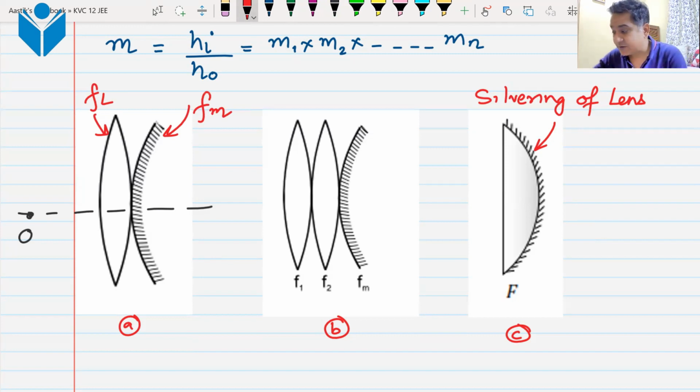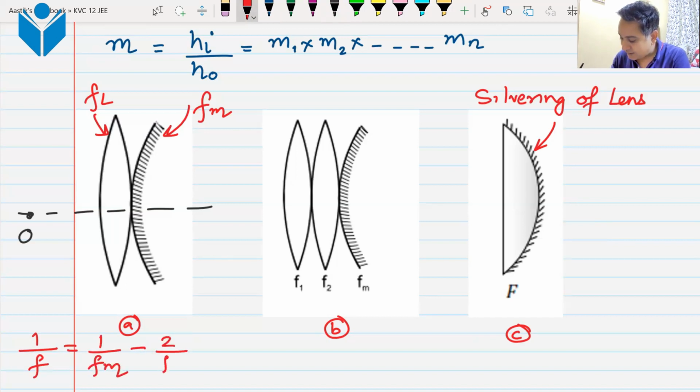This combination acts like a mirror. Please remember, the focal length of the combination, 1 by F, will be given by a formula. And what is that formula? 1 by F equals 1 by FM minus 2 by FL.